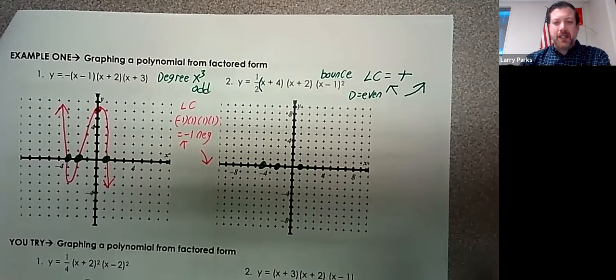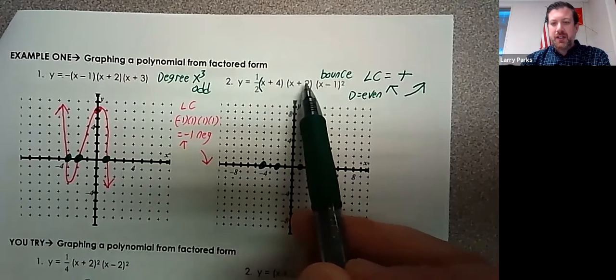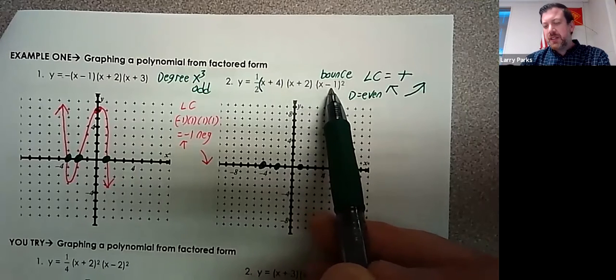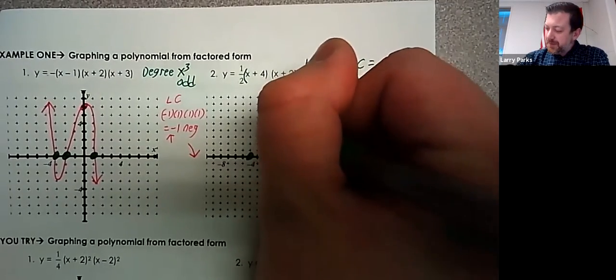And if I wanted the y-intercept, I would take 1/2 times 4, which is 2, times 2, which is 4, and then times negative 1 twice would be just 4. So I know the y-intercept is 4.